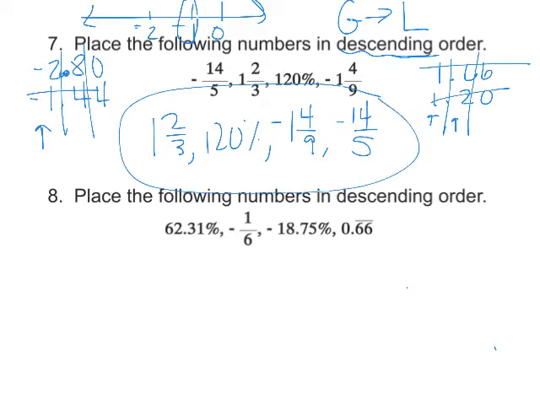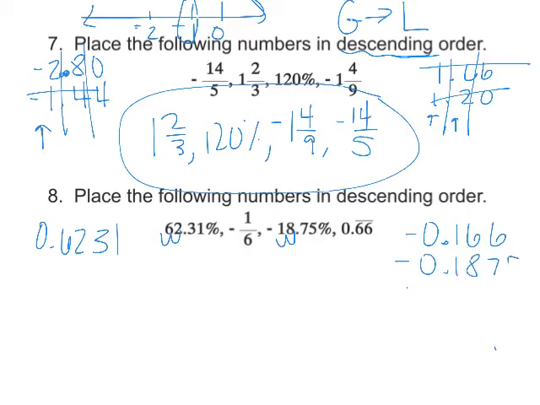Okay, number 8. So we've got 62.31. Move it over twice or divide by 100. So 0.6231. Negative 1/6 is negative 0.16 repeating. Negative 18.75, move it over twice to the left or divide by 100. And then negative 0.66 repeating.